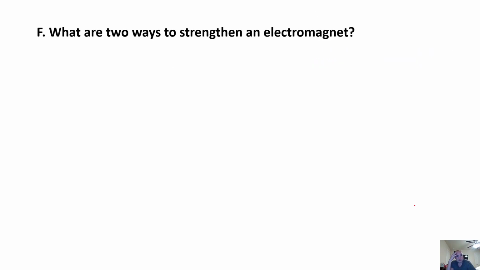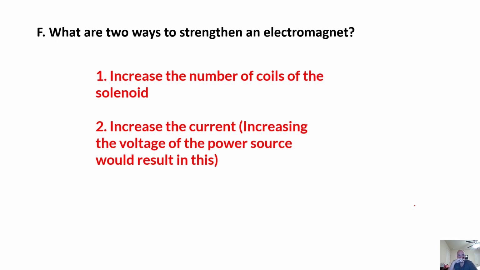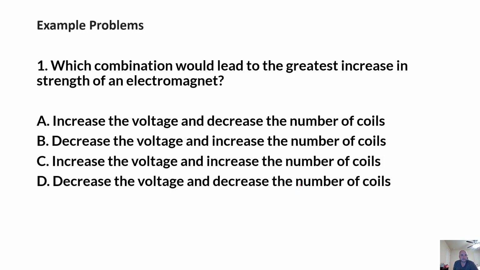So here's your question: what are 2 ways to strengthen an electromagnet? So the first way is we're going to increase the number of coils in the solenoid. Second one, we're going to increase the current. If you can do both of these, we'd have the strongest electromagnet on top of having a soft iron core. The solenoid itself with a current pumping through there is magnetic on its own, but you need a soft iron core to really make it stronger.